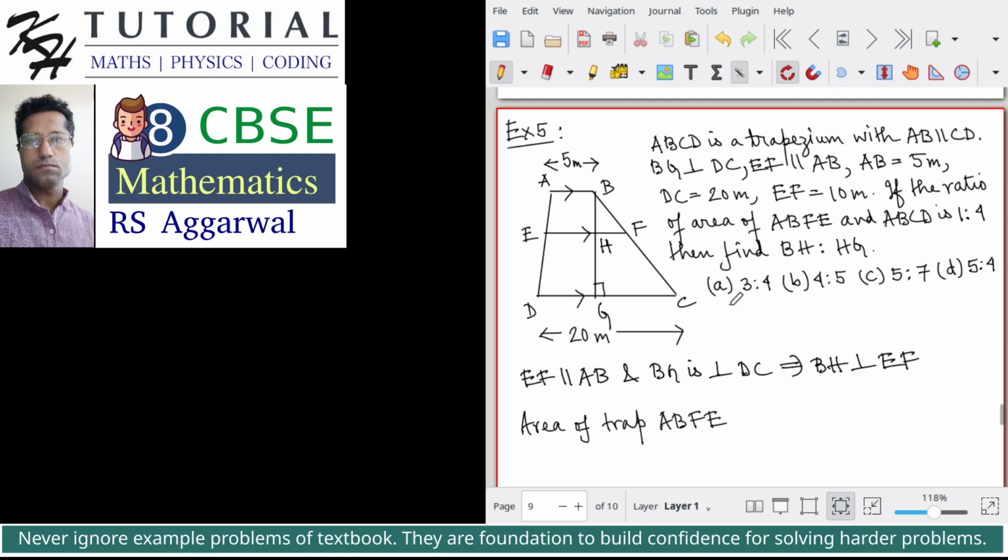So this will imply that height of trapezium ABFE is equal to BH. So now the area of trapezium ABFE, let's say this be A1, will be equal to half multiplied by the sum of the bases, that is AB plus EF, multiplied by the altitude, which is BH.